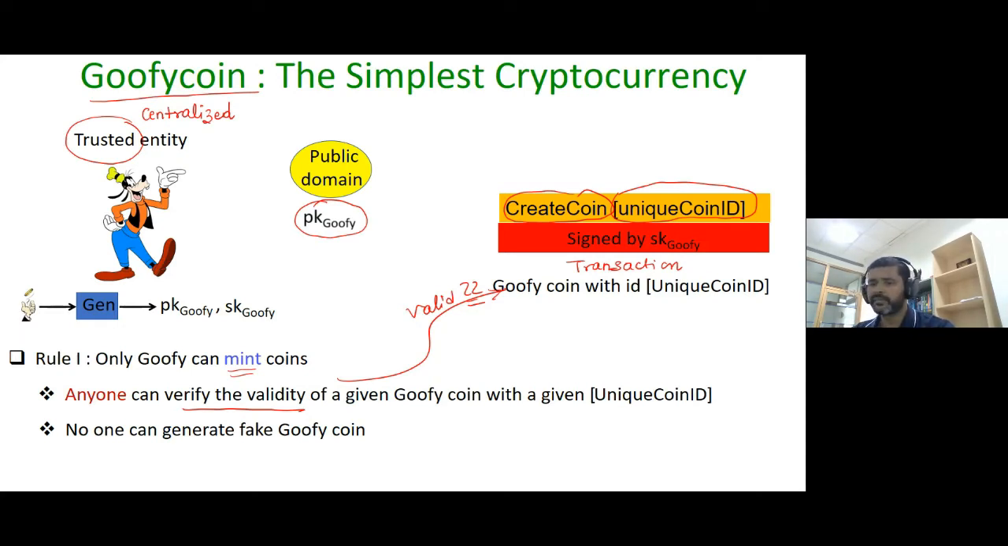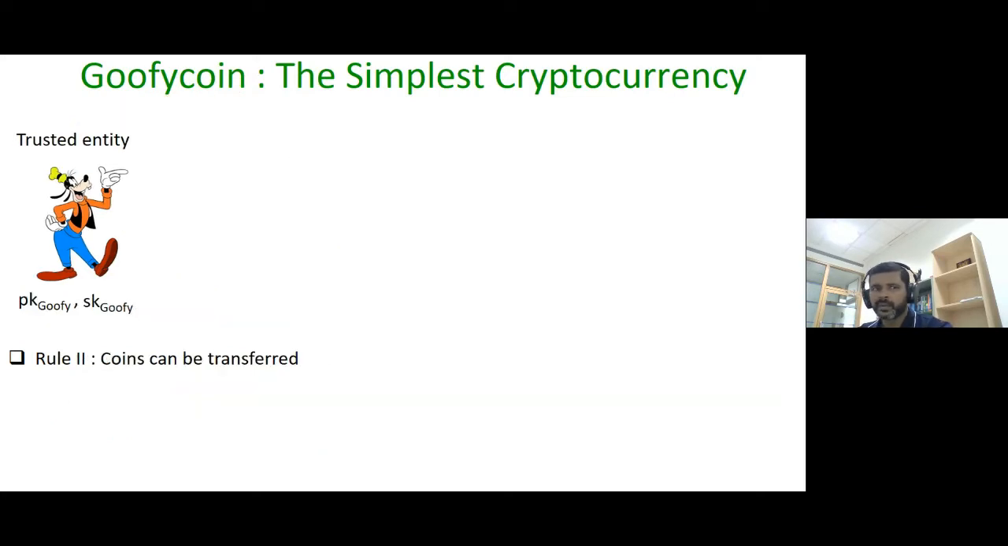The same way, what I'm saying here is that Goofy will generate a new coin, sign it, and assign a unique serial number to the newly generated coin. And assuming that the signing key of Goofy is available only with Goofy, no one can generate fake Goofy coins. Right. So that's rule number one.